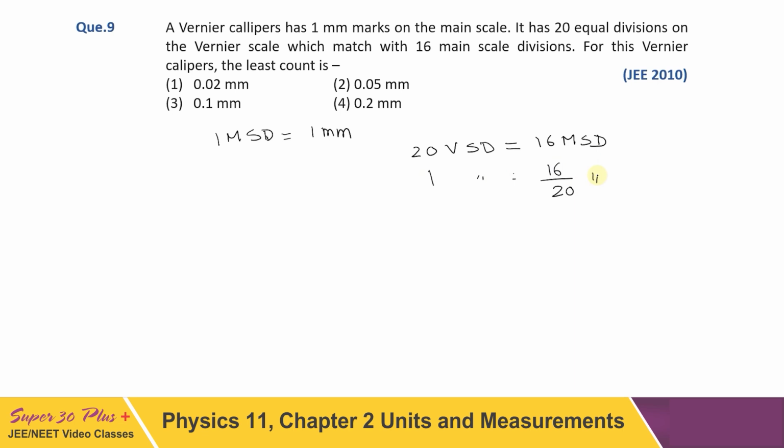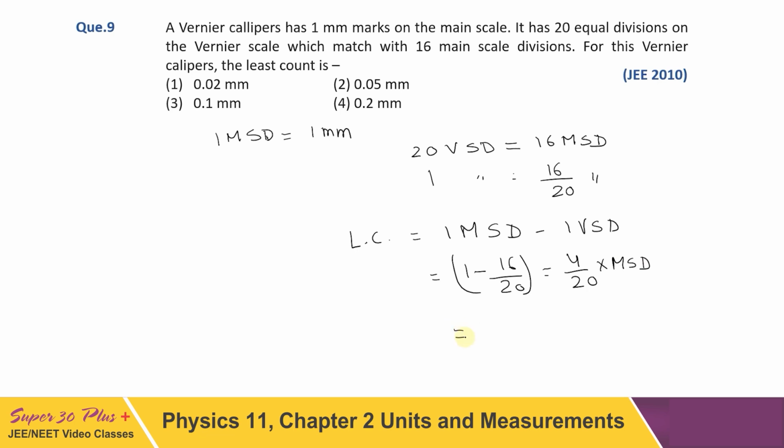Now what is the value of least count? That is equal to 1 MSD minus 1 VSD. If you substitute the value, this will be 1 minus 16 by 20, which is 4 by 20 MSD. Now the value of 1 MSD is given there, which is 1 millimeter. So substitute the value here, 4 by 20 into 1 mm. This will come out as 1 by 5 mm. What is 1 by 5 mm? This is 0.2 mm. So option number 4 is correct.